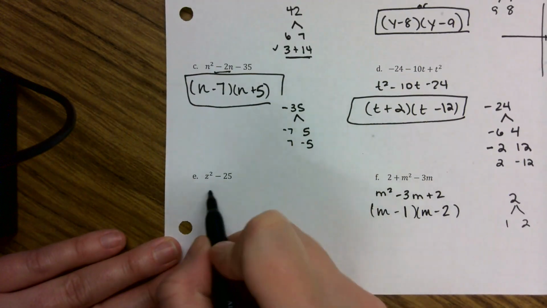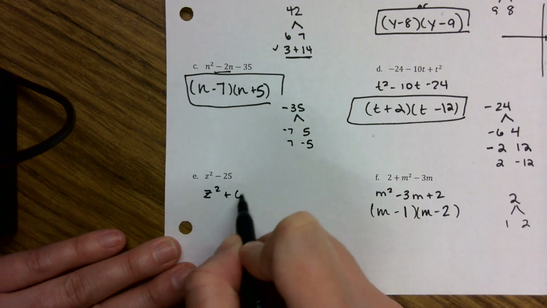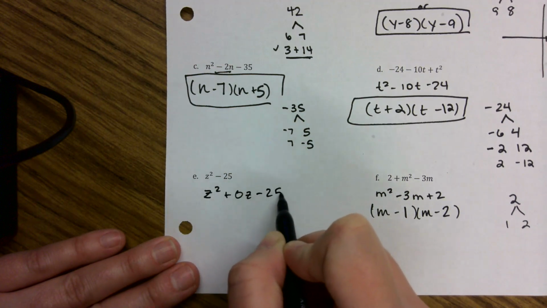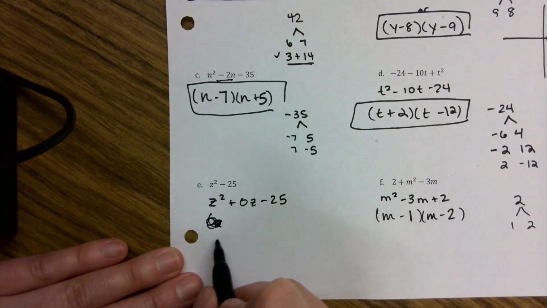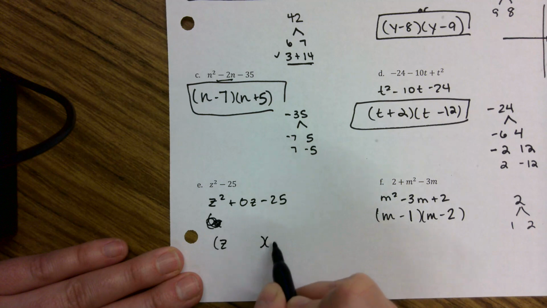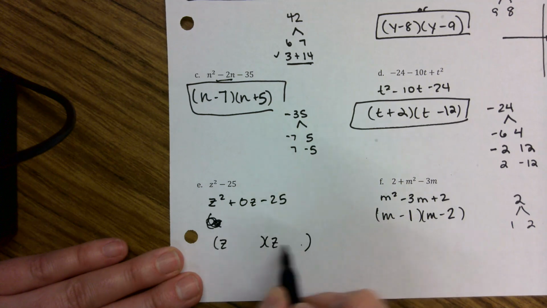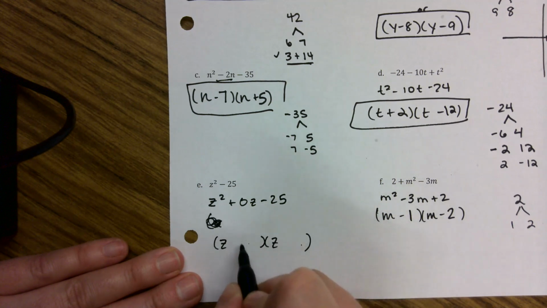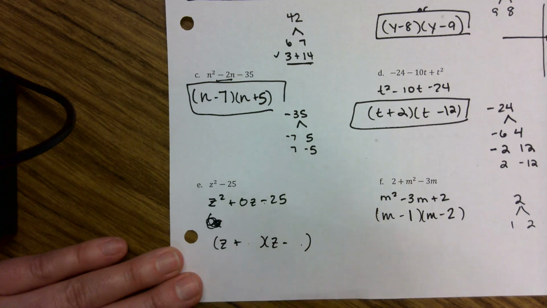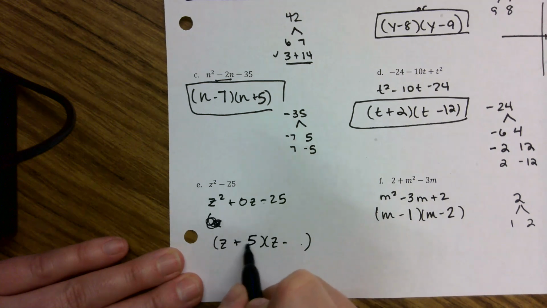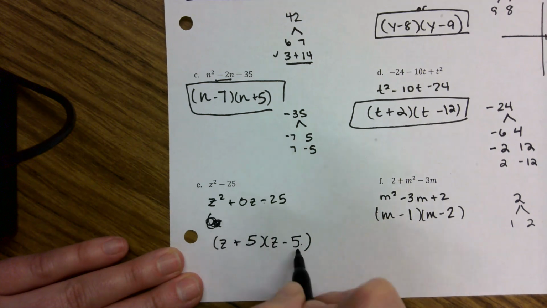Here, we're missing that middle term, so we could rewrite it like this. That means it must have been a 0 if there's no middle term. And if there's 0 or no middle term, it means these numbers canceled each other out. So one of them is going to be positive and one of them is going to be negative because we have a negative in the back, and they must be the same number to cancel themselves out to get a 0. So what's 25? Well, it's 25 and 1. That doesn't cancel, but 5 and negative 5, they cancel each other out to get 0.